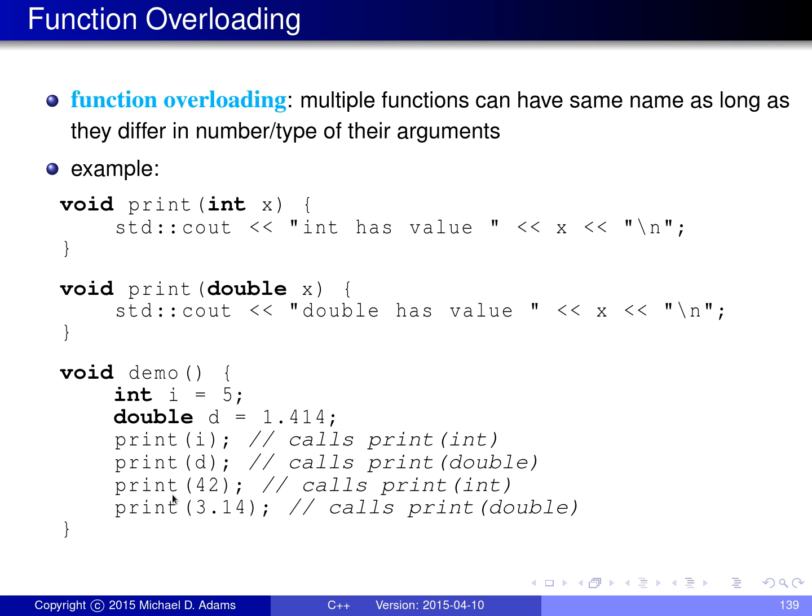And it works similarly for the remaining examples here. If you bear in mind that 42 is an integer literal of type int, and that 3.14 is a floating point literal of type double.